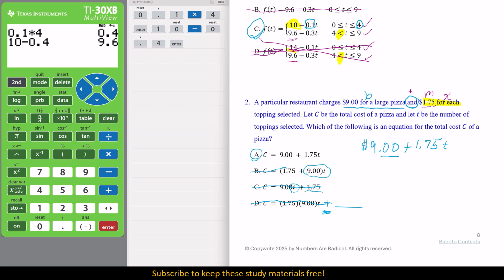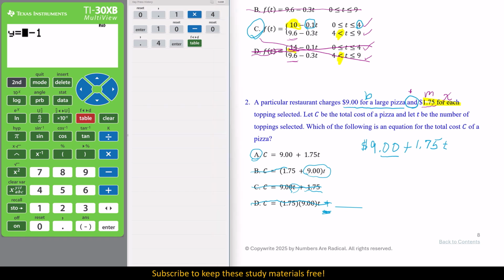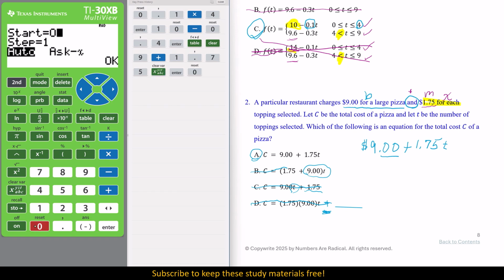And if you're curious, just to make sure, you could go ahead and put in a table, which is going a little bit far, I know, but while you're studying, it doesn't hurt to create these. So 9 plus 1.75, and for the t, we need to put our x. Remember, our calculator takes x. Push enter, start at 0.